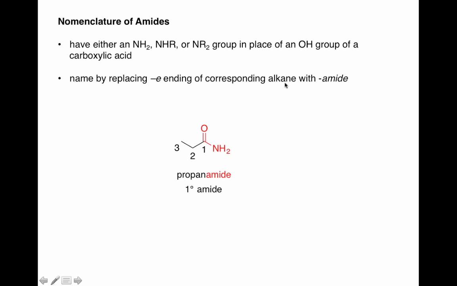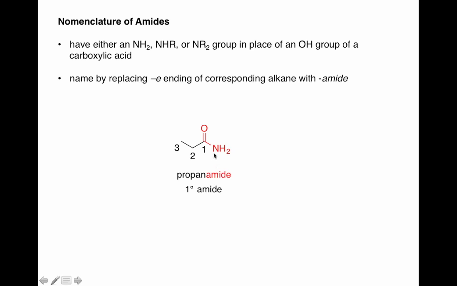The corresponding alkane name will be modified by replacing the E ending of that name with amide. In this example, the longest chain is 3 carbons in length, which corresponds to the alkane propane. The E ending of propane will be replaced with the word amide.